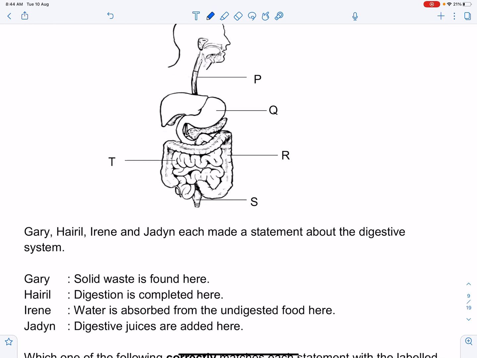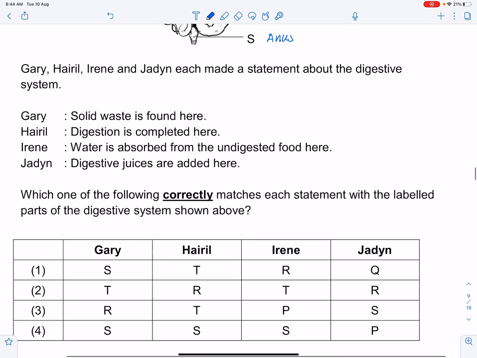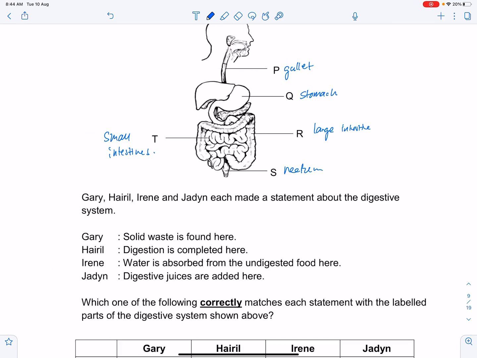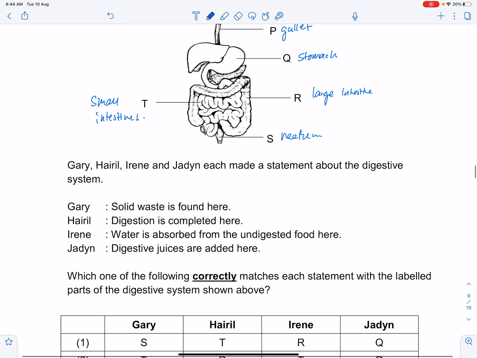So first up, in this part, this is the gullet. Q will be your stomach. R will be your large intestine. S will be your anus or your rectum. Sorry, in this case, I think it's more of a rectum. And then T will be your small intestines. Okay, so now let's go ahead and match.